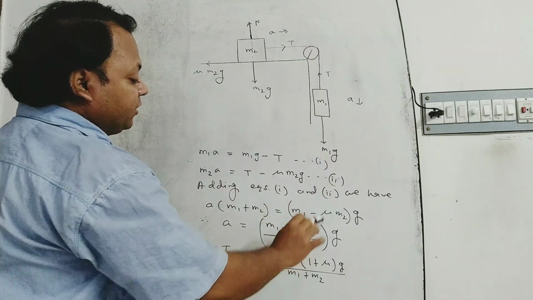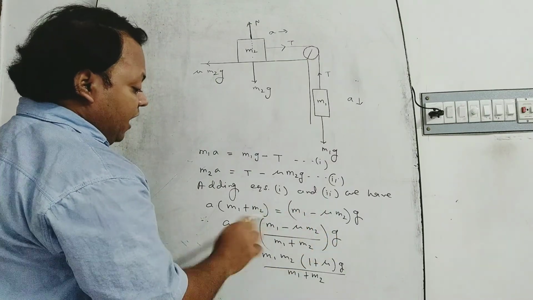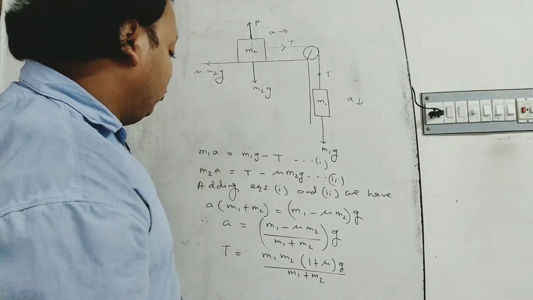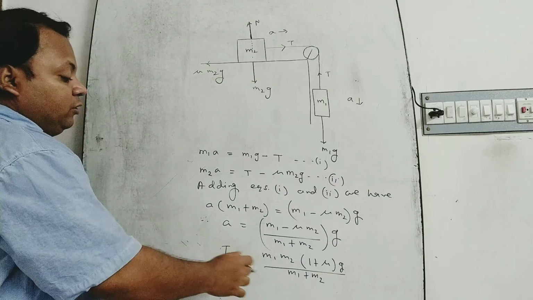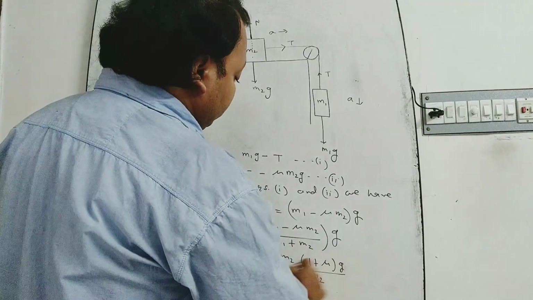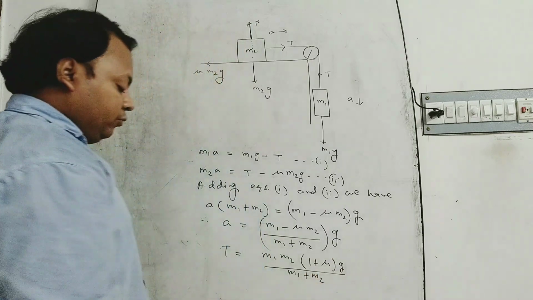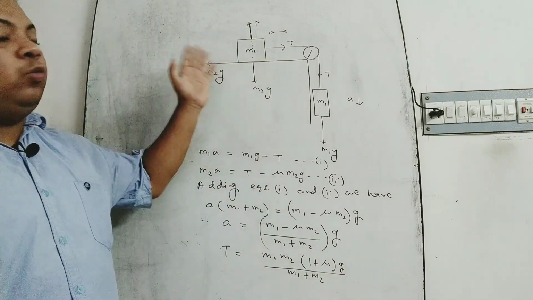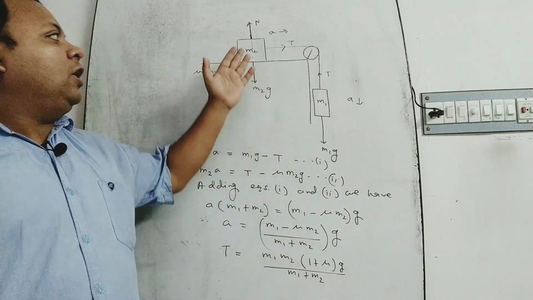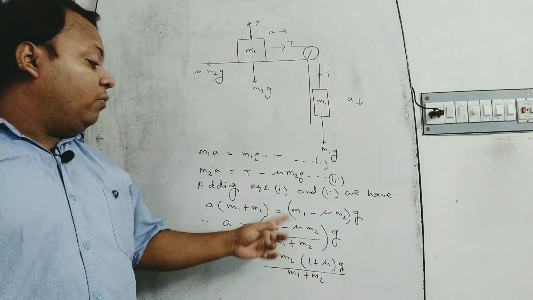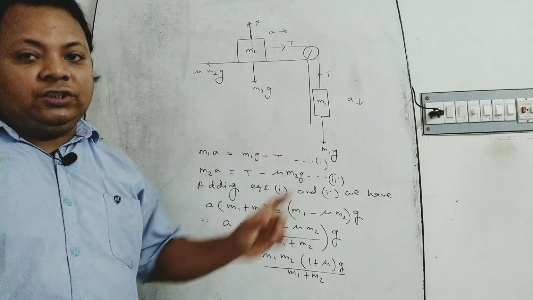Adding equations 1 and 2, we get a is equal to (m1 minus mu into m2) whole divided by (m1 plus m2) whole into g. And putting the value of a in the second equation, we can get capital T is equal to m1 m2 whole into (1 plus mu) whole into g divided by (m1 plus m2). For a smooth surface, that is when the friction between the body and the table is negligible, the value of mu becomes 0.